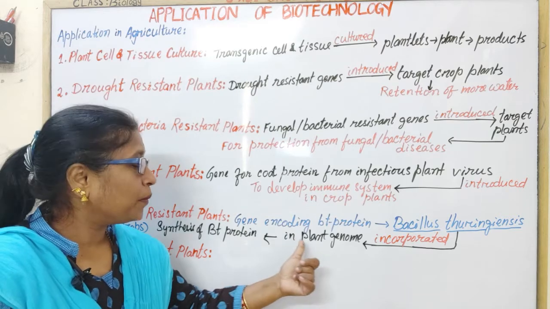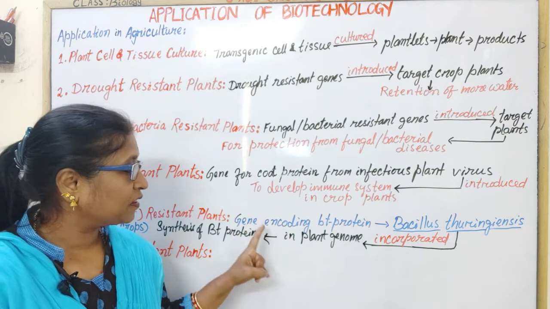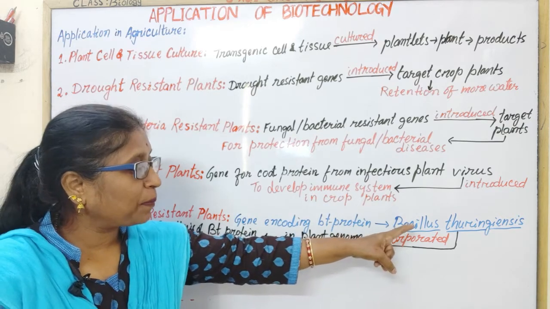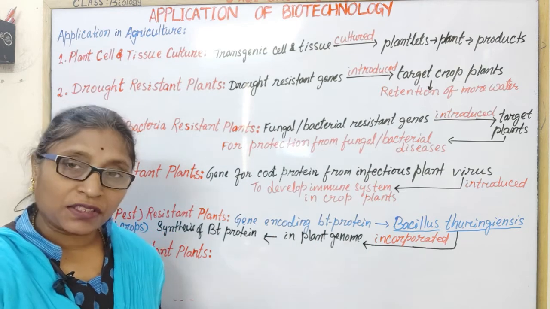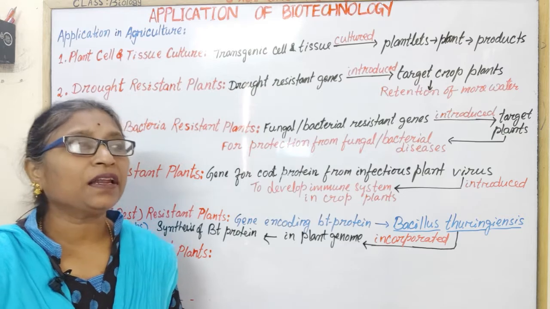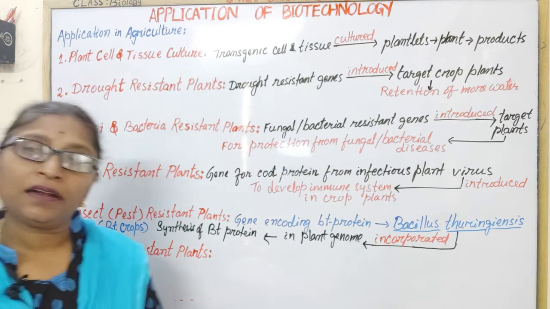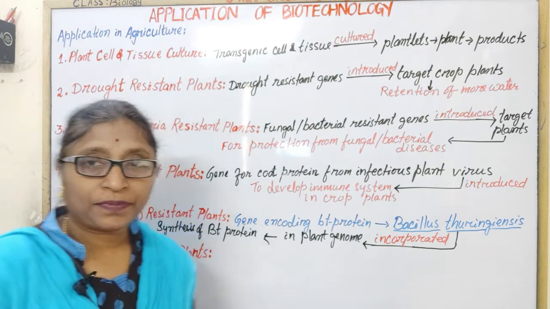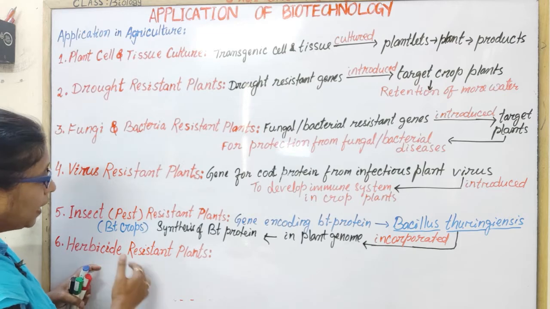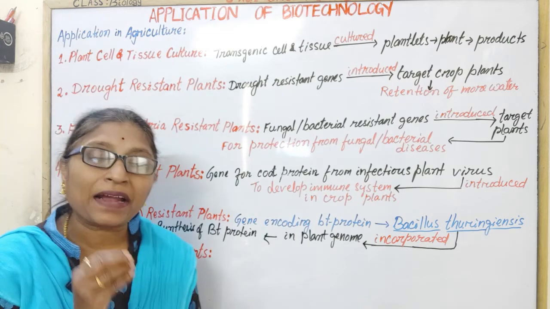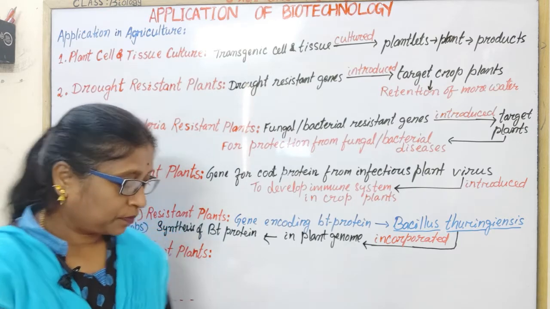How can it be? Through genetic engineering, the gene encoding for the Bt protein from Bacillus thuringiensis is transferred into the plant cell. Then this type of Bt crop plants are developed by using genetic engineering.